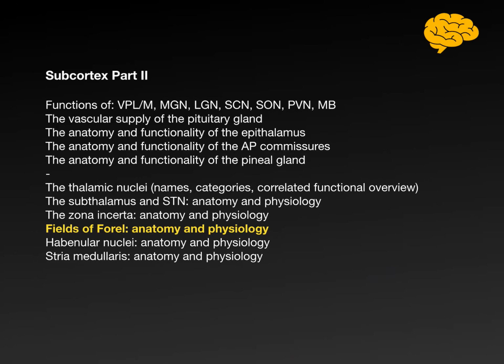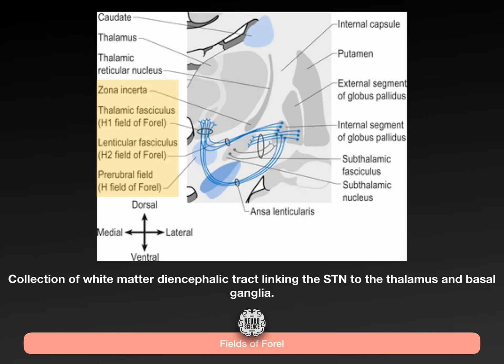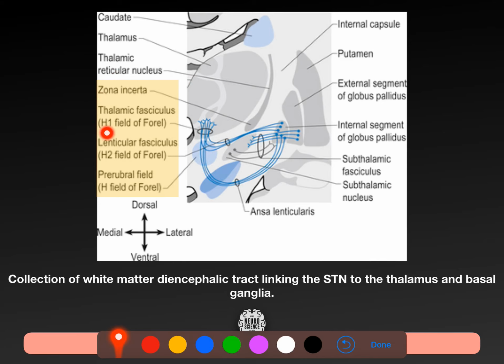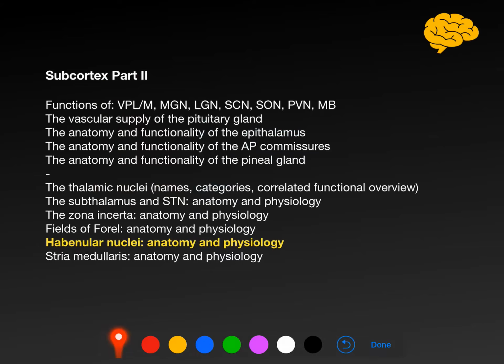Okay, so fields of Forel, again, we've talked about it. It's this whole region. It doesn't include the zona incerta, but there are 3 different sections, and they're just white matter tracts linking the subthalamic nucleus to the thalamus and the basal ganglia. So it's a bit like the zona incerta. It's all of those connections, and it's how the zona incerta and the fields of Forel are how the basal ganglia talks to the diencephalon, basically.